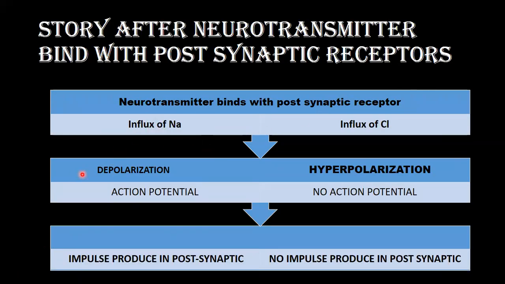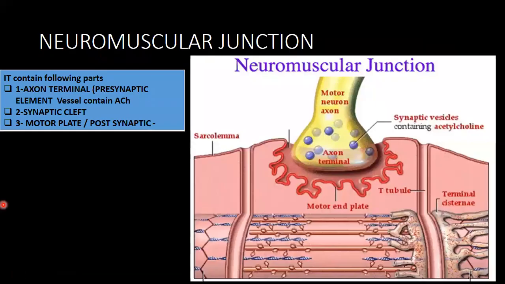Then there are two possibilities: influx of sodium and influx of chloride ions. If we talk about influx of sodium, then there is depolarization, the action potential is generated, and the nerve impulse is conducted. When we talk about influx of chloride, then there is hyperpolarization, no action potential is generated, and no impulse is produced in this part. So no impulse production is concerned with chloride, and impulse production in the postsynaptic part is concerned with sodium.